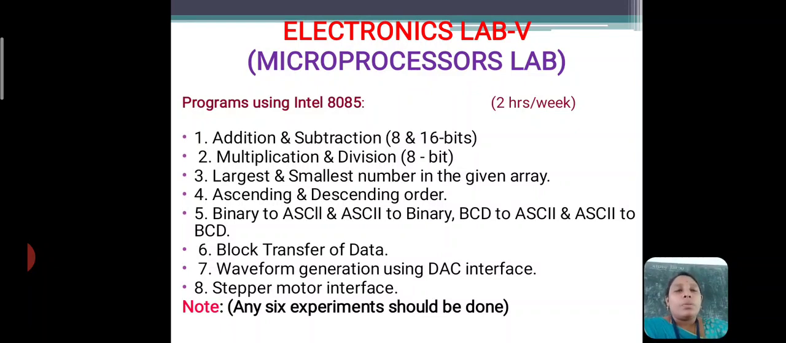Practically, we do these operations by performing them practically using a kit. This is about the syllabus.